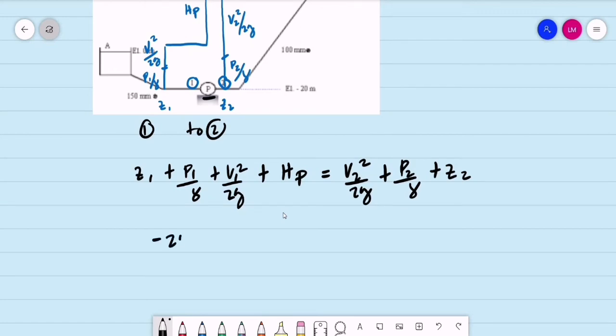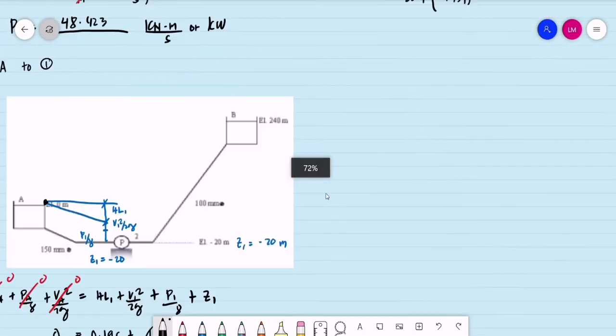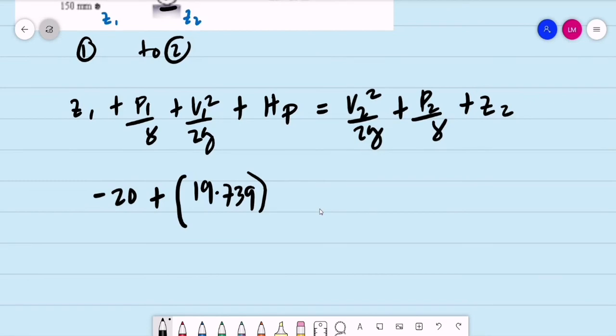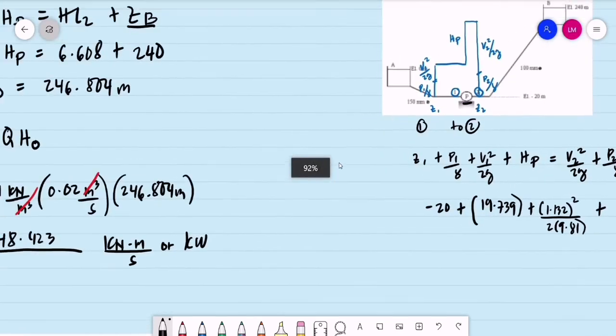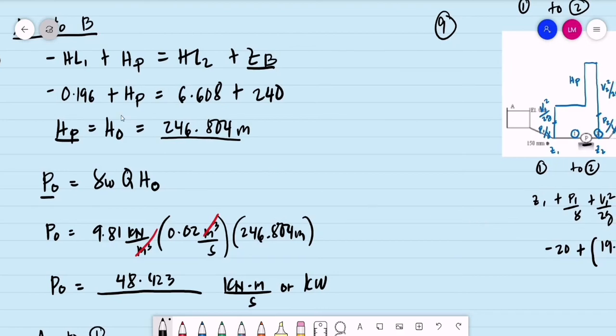Ang elevation ni point 1 is negative 20. Okay, plus, ano yung ating pressure head kanina? Yung pressure head 1 kanina is yung 19.739 meters. Ayun ba yan kanina? 19.739 for question number 8. Yes, that is 19.739. Okay, plus the velocity head at 1, ito yung 1.132 squared divided by twice of 9.81. So yung V1 kanina is 1.132. Okay, plus the head added by the pump. Ano na nga ba yung head added by the pump? That is the 246. That's 246.804.